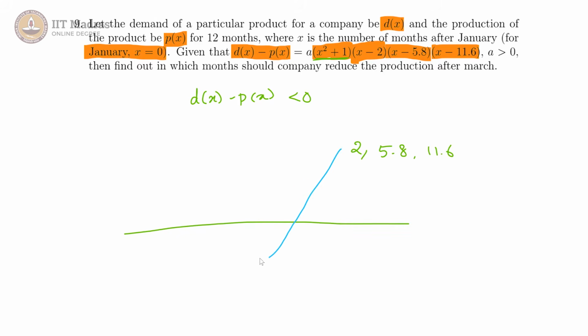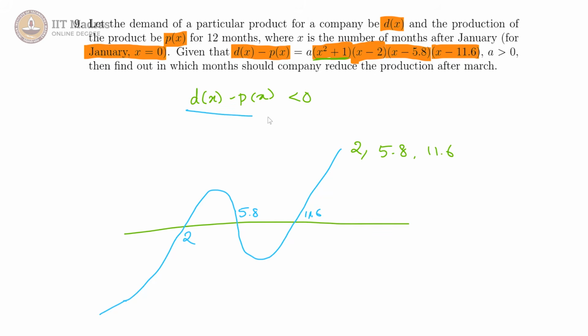as x goes to infinity. And then we have a situation like this. Because it's an odd degree polynomial, it goes to minus infinity here. And there are only 3 roots: 2, 5.8, and 11.6.